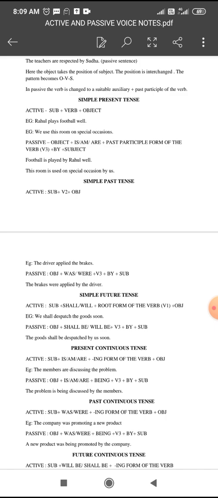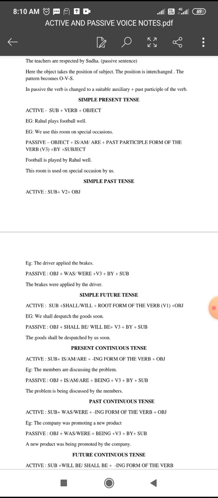Since it is simple present tense, we have to use the suitable auxiliary: is, am, or are. Then the verb V3, that is the past participle form of the verb, is used, and by plus subject. So how are we going to change it? The object football comes first, then since football is singular, we go with is, and the V3 form of play is played, and by Rahul. Well is the rest part of the sentence.